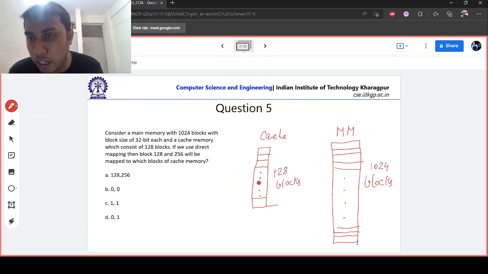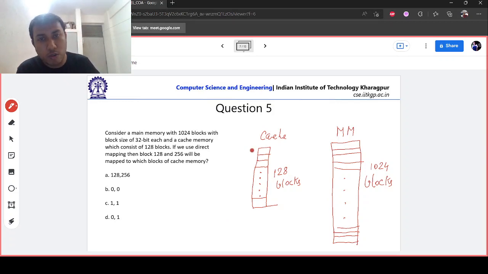So this is a direct mapping. What happens in direct mapping? Blocks are arranged in groups: for each group, a series of blocks in the main memory is assigned to a particular cache memory block. In this case there are 128 blocks of cache memory. The question is where main memory blocks 128 and 256 will be stored in the cache memory.